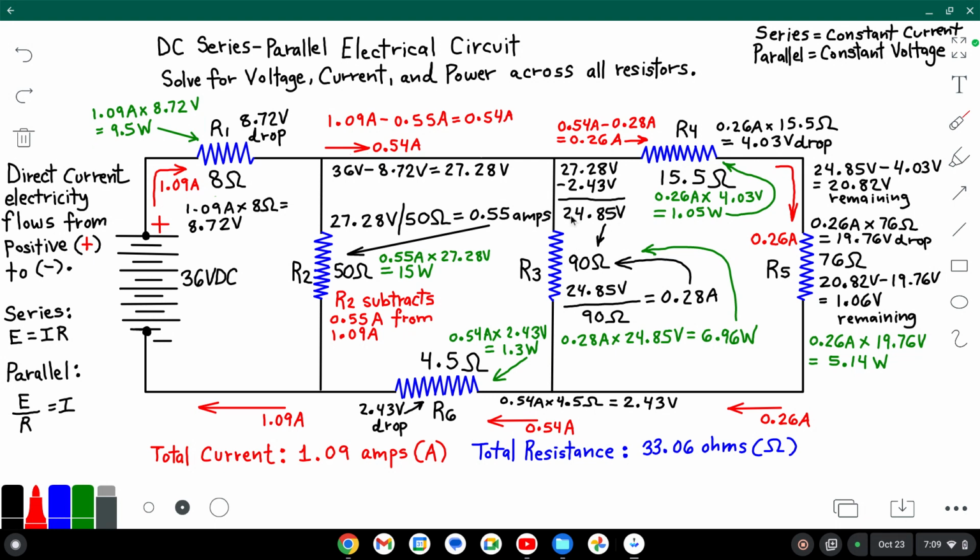Again, we divide the voltage at R3 by the resistance value of R3, and R3 will extract 0.28 amps. This then takes away from 0.54 amps and leaves us with 0.26 amps flowing to R4, which when multiplied times 15.5 ohms will drop 4.03 volts. This then will leave us with 20.82 volts because we subtract the 4.03 volts from 24.85.